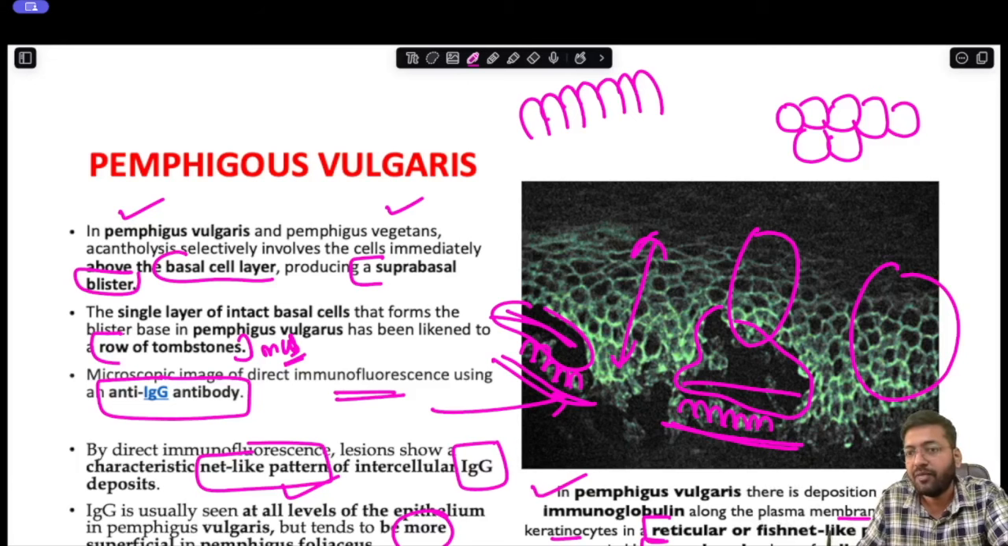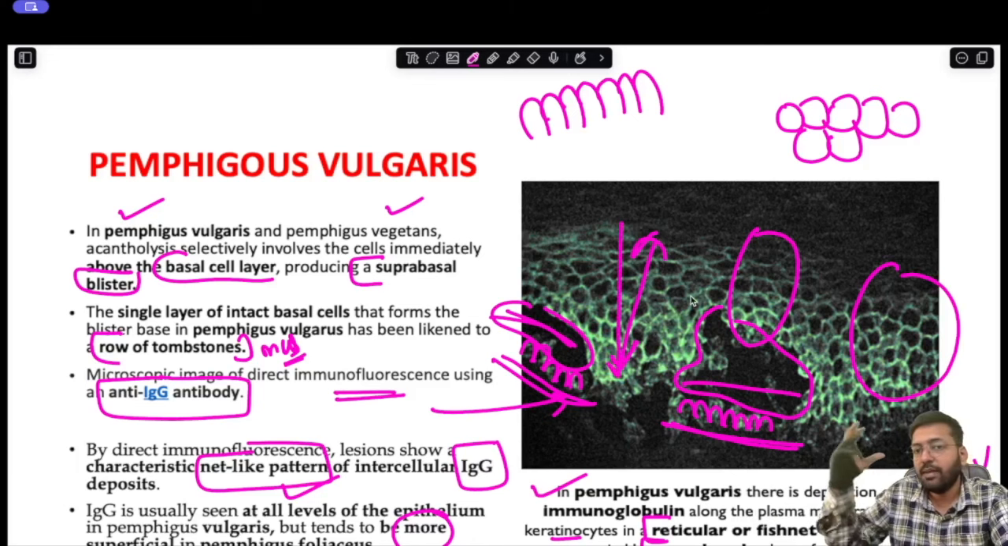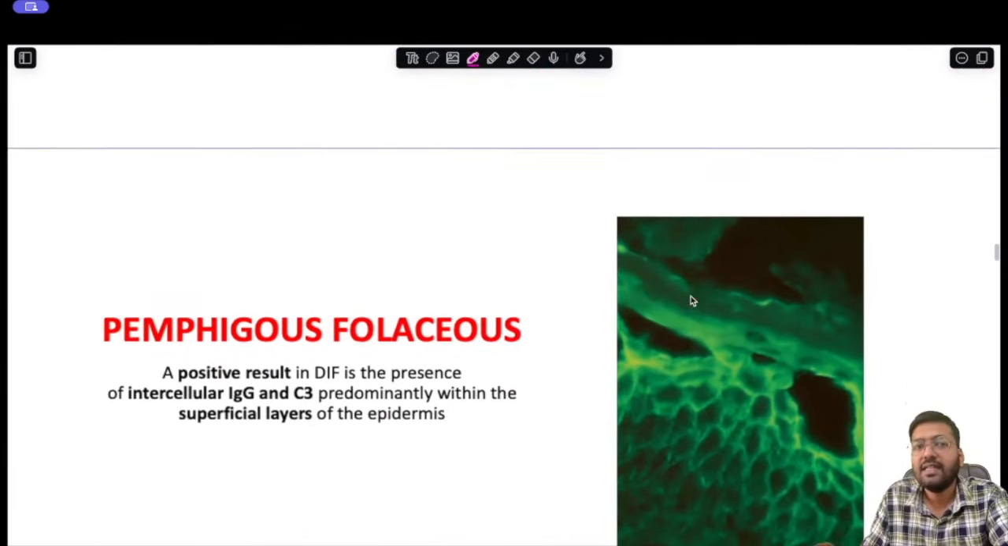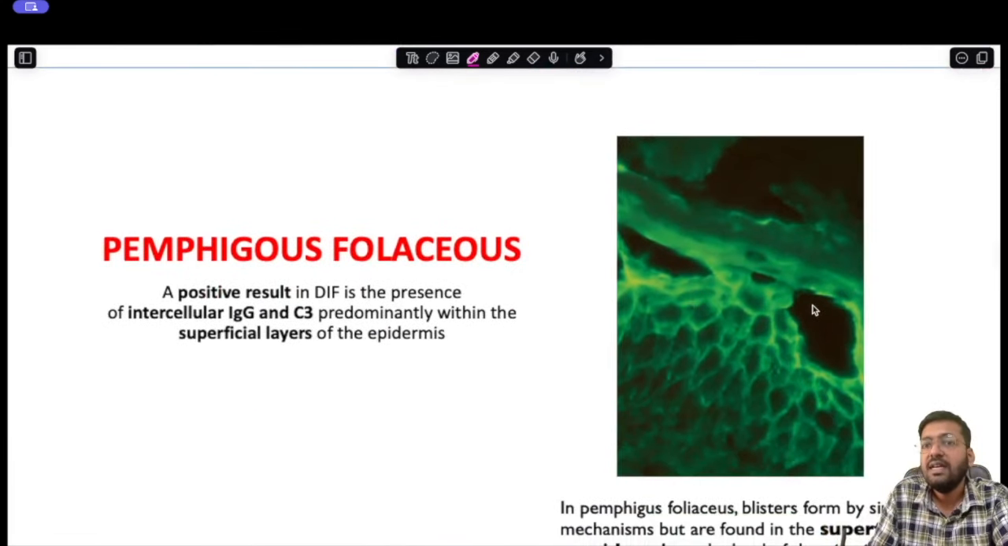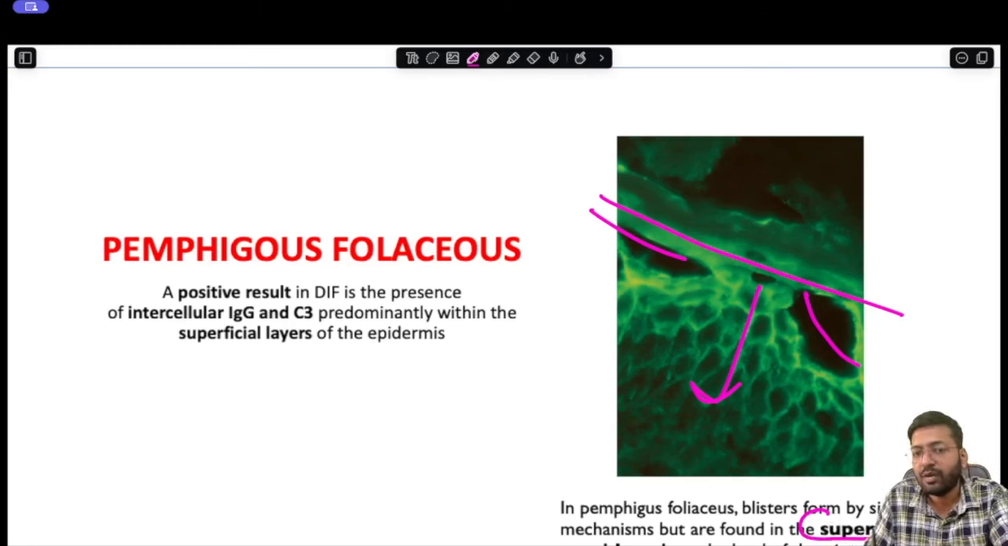Over here in pemphigus vulgaris, we can see that the deposition of IgG is throughout the membrane and separation is at the suprabasal level. Whereas in case of pemphigus foliaceus, the separation is between the stratum corneum and the other layers of the skin. So subcorneal blister formation can be seen over here. The blisters form by a similar mechanism, but they are found in the more superficial epidermis, at the level of the stratum granulosum.